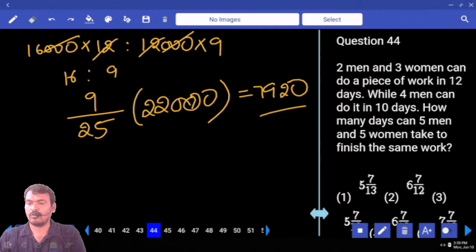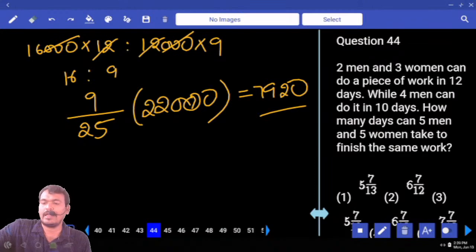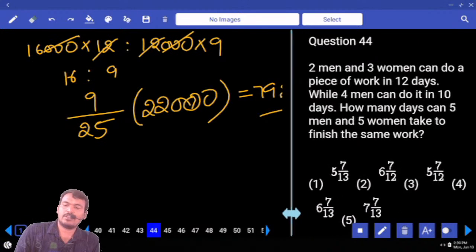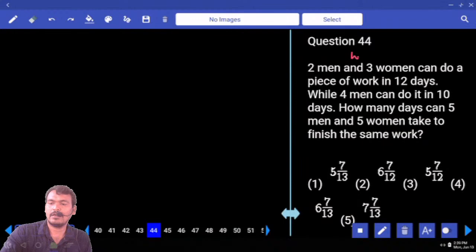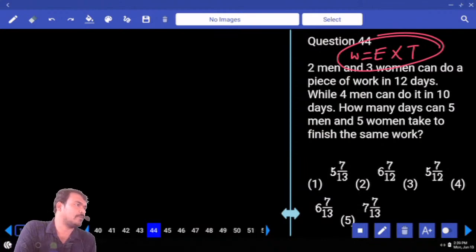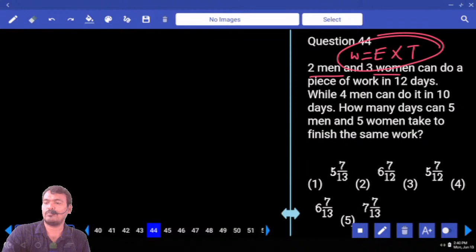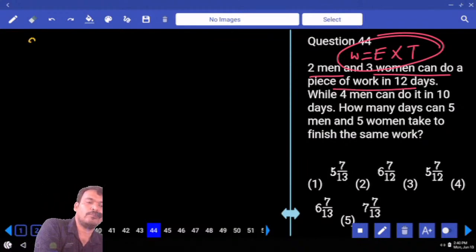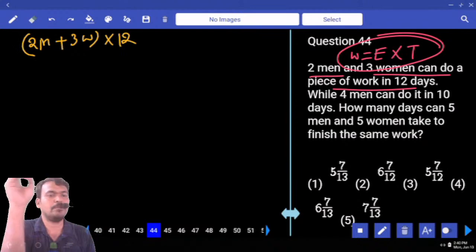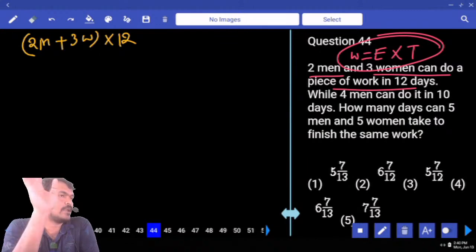Question number 44. 2 men and 3 women can do a piece of work in 12 days, while 4 men can do it in 10 days. How many days can 5 men and 5 women take to finish the same work? What is the basic concept of time and work? Work equals efficiency multiplied by time. 2 men and 3 women together can do the work in 12 days. 2 men plus 3 women is efficiency, 12 is time, and efficiency into time is the work value.